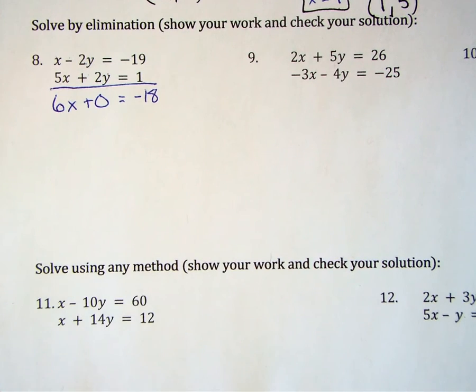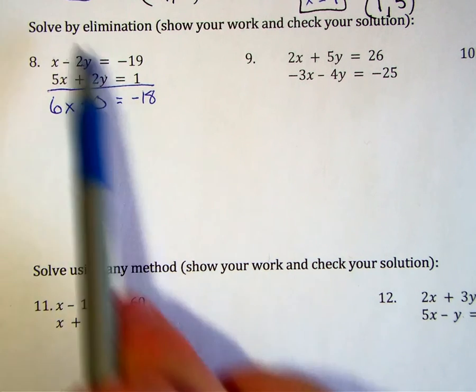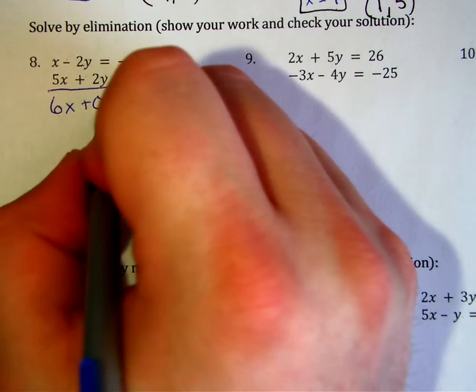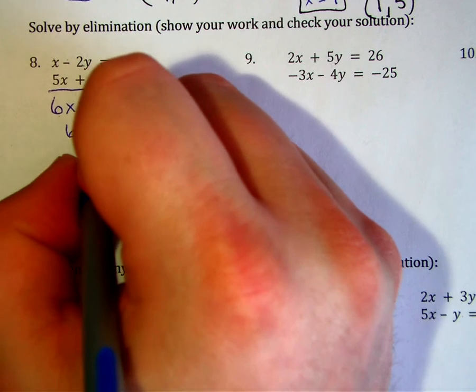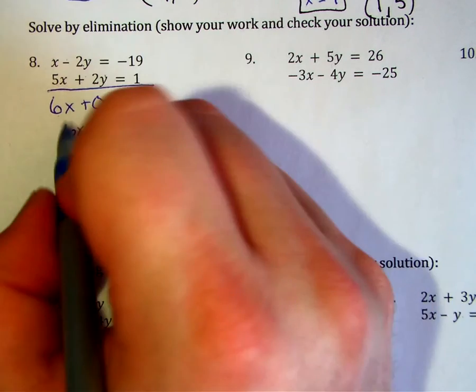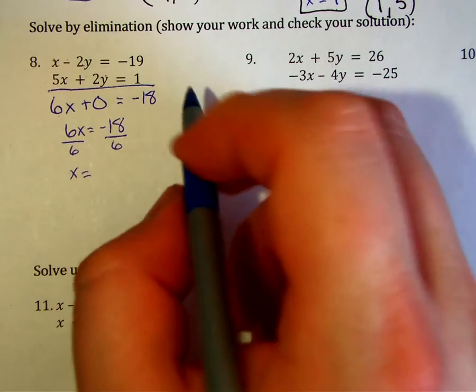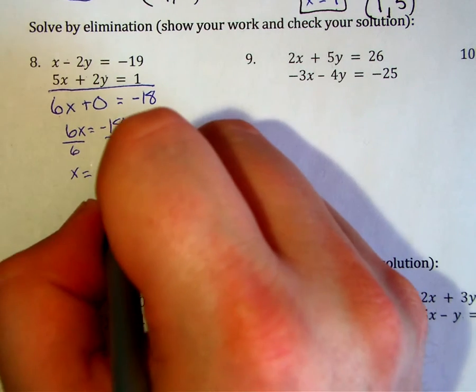This is really one of the preferred methods of solving systems because it's so much quicker and ends up with a lot less work than you saw up here in problems 5 through 7. So 6x plus 0 is just 6x equals -18. We'll divide by 6 on both sides, and x is equal to -3.